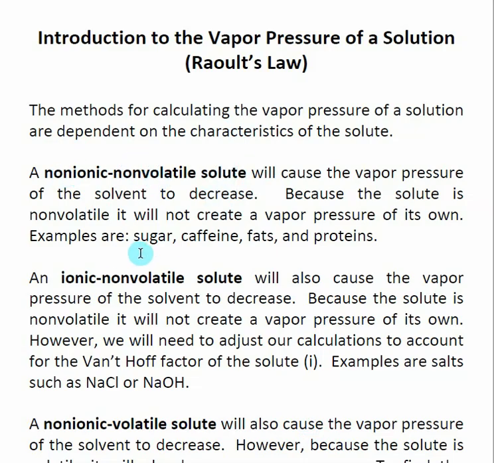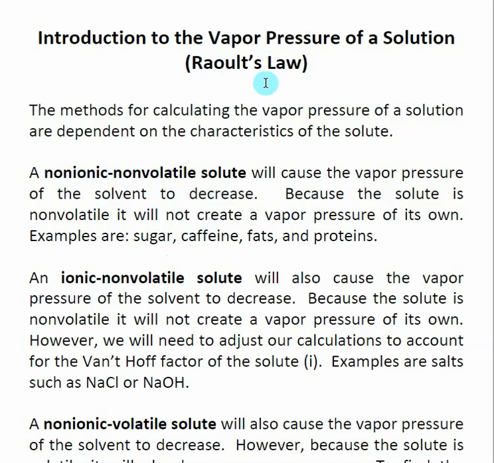So these things are like sugar, caffeine, fats, and proteins, something that will dissolve in water, but they're not volatile in themselves. So if you take sugar and you leave it out on a desktop or something like that, it doesn't evaporate. So the idea here is once we dissolve this nonionic non-volatile solute, it will not create a vapor pressure in itself. So all that's left to create a vapor pressure is the solvent.